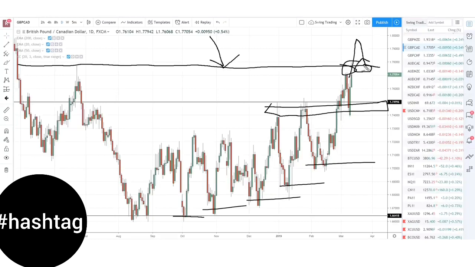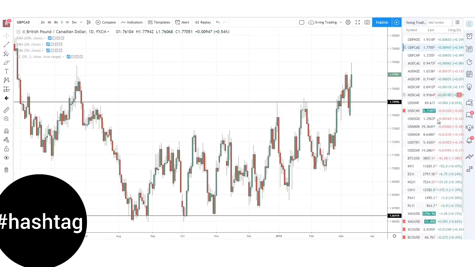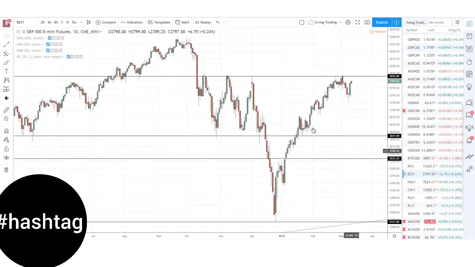Okay, so you can see that sometimes the price action may not be very clean, like this one over here. You look at all the swing points, they're all quite close to each other, and the price action is very choppy. Okay, another example is the S&P 500.